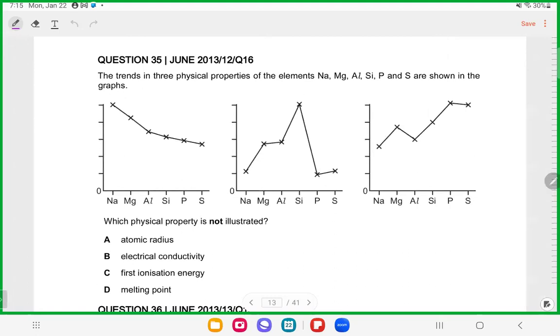Okay, the trends in three physical properties of the elements sodium, magnesium, aluminum are shown in the graph. Which property is not illustrated? Can you please mark this? मैं graph को number दे रहा हूँ. Graph number 1, graph number 2, and graph number 3. Can you please let me know which property is graph number 1? Shape से match करो अपने graph की. Yes, it is atomic radius. Good. Down the group, it decreases. Okay. Graph number 2. Good.